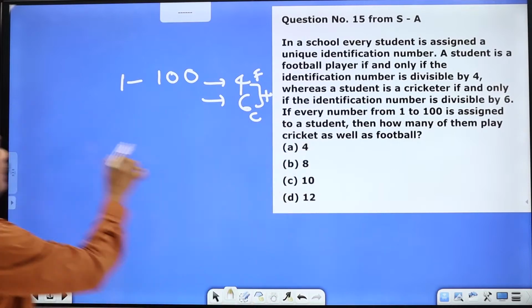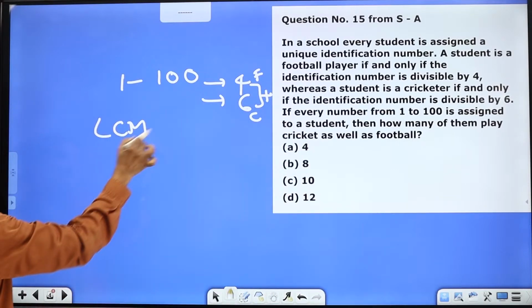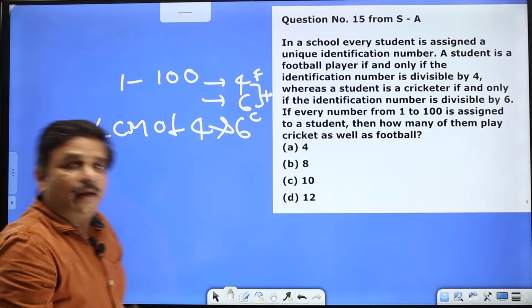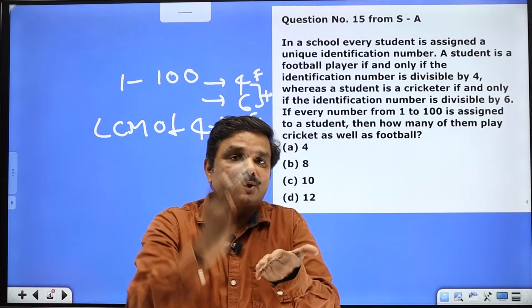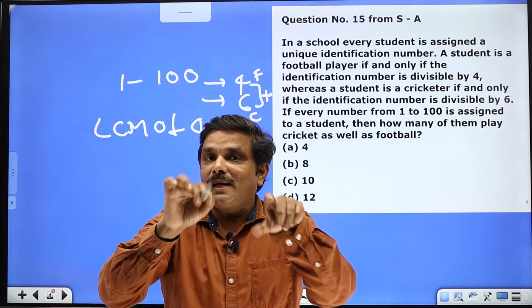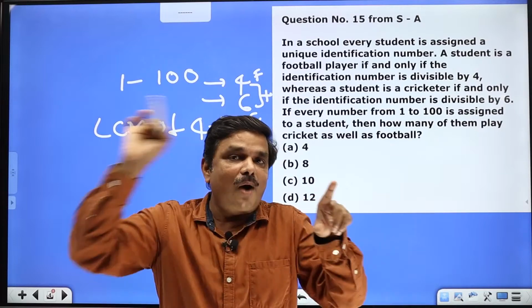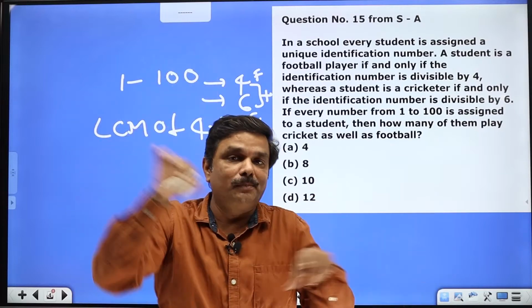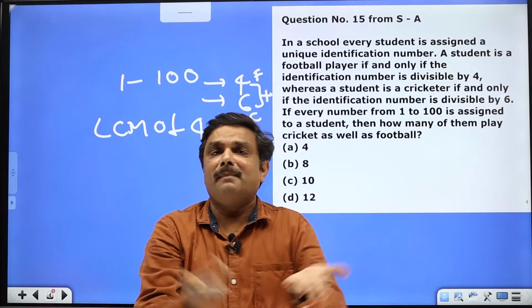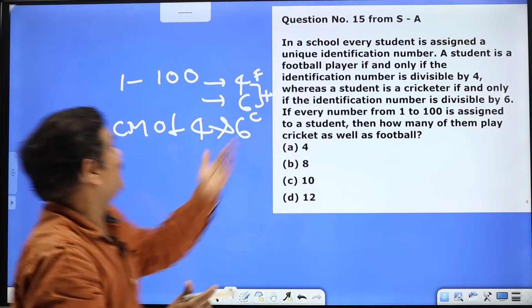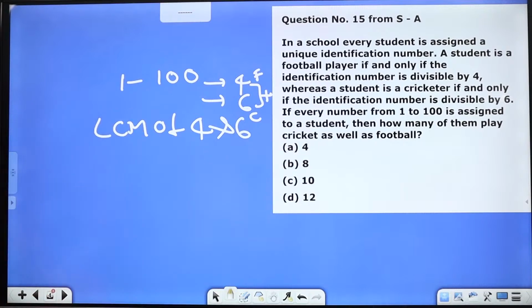Simply, you take the LCM of 4 and 6. Why LCM? LCM is nothing but the least common multiple. If you take the least common multiple of these two numbers, then among the numbers from 1 to 100, the numbers divisible by that LCM are going to be your answer. As simple as this. What is the LCM of 4 and 6?